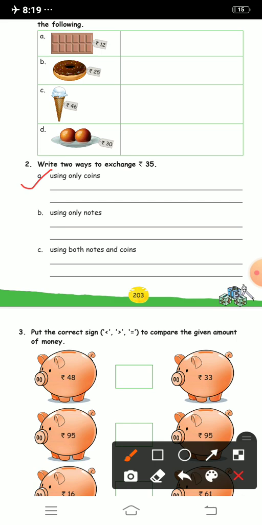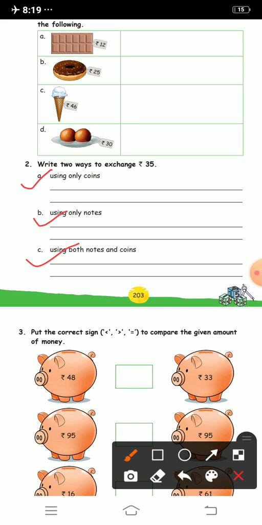Okay. Then the B is using only notes. You have to use only notes to exchange rupees 35. Here you can use one note of rupees 20, then 15 remains. So you can use one note of rupees 10 and then one note of rupees 5. Okay, so it will be 20 plus 10 plus 5, so it will be 35.